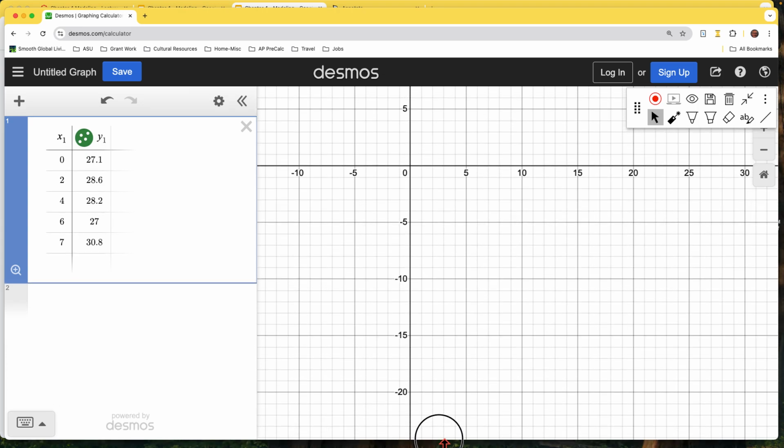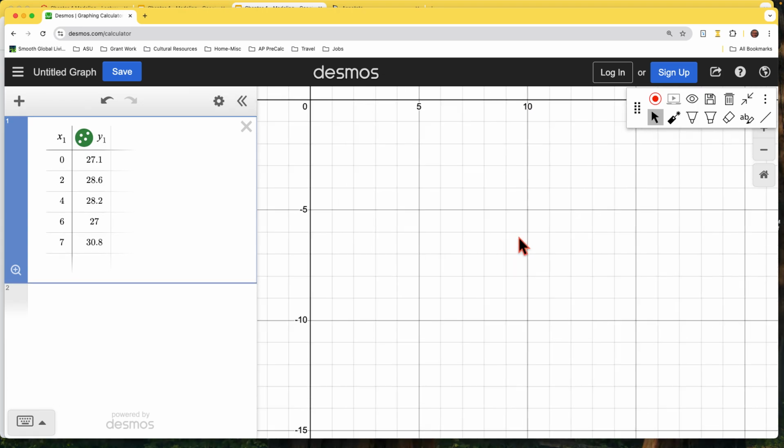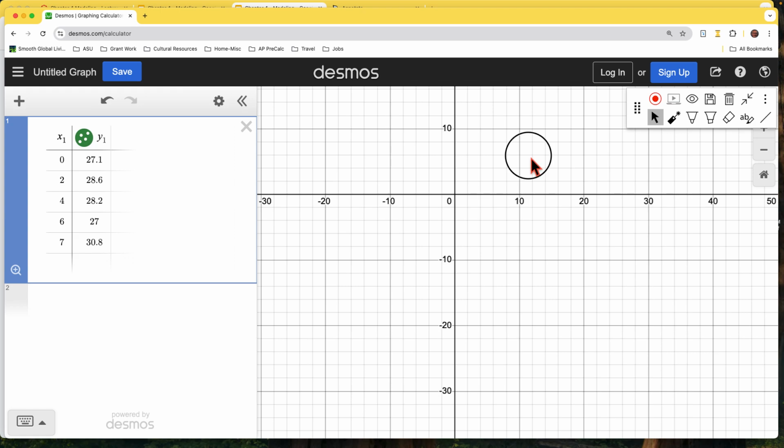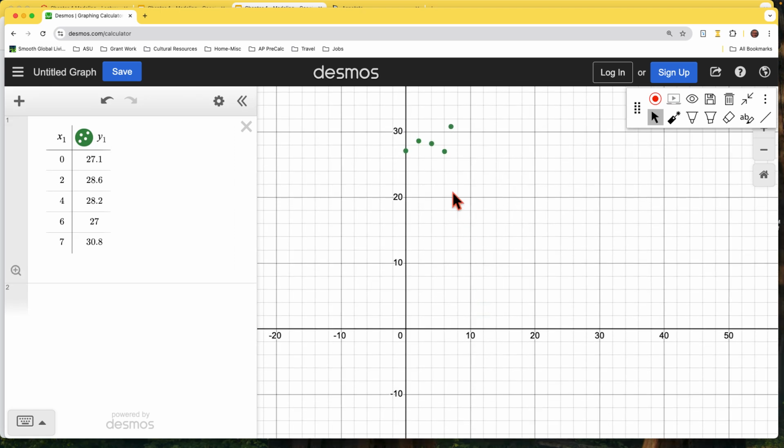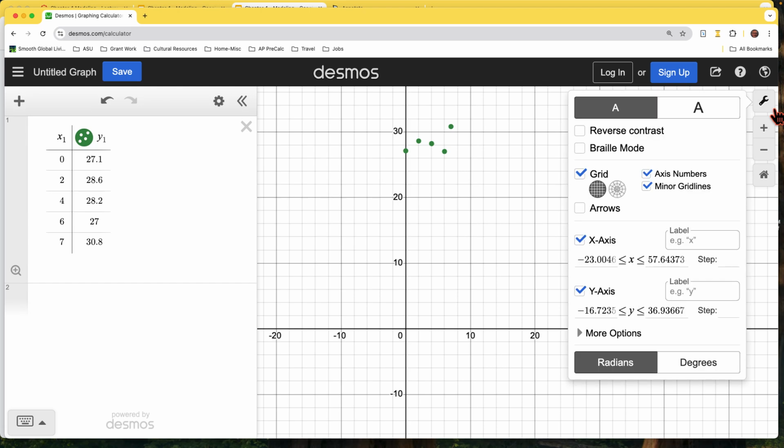Now, it'll be nice to see that data, but we don't see it, do we? Now you can zoom in and out. Oh, there it is. It's all up there, right? One of the things you can see is our x goes from 0 to 7, so we're okay this way, but our y goes all the way up to 30, right? So we can adjust that with this little wrench. This is the graph settings.